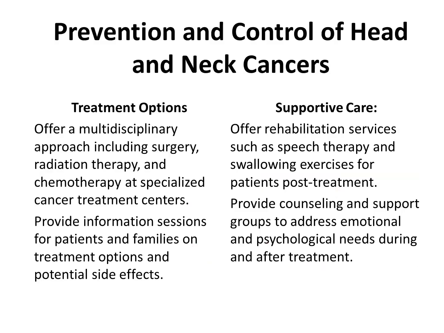Treatment options. This is not the primary prevention, but it is the secondary prevention, and that includes the treatment options and supportive care. In options, one offers a multidisciplinary approach, including surgery, radiation therapy, chemotherapy at specialized cancer treatment centers, providing information sessions for patients and families on treatment options and potential side effects. Supportive care includes offering rehabilitation services such as speech therapy and swallowing exercises for patients post-treatment. Provide counseling and support groups to address emotional and psychological needs during and after treatments.